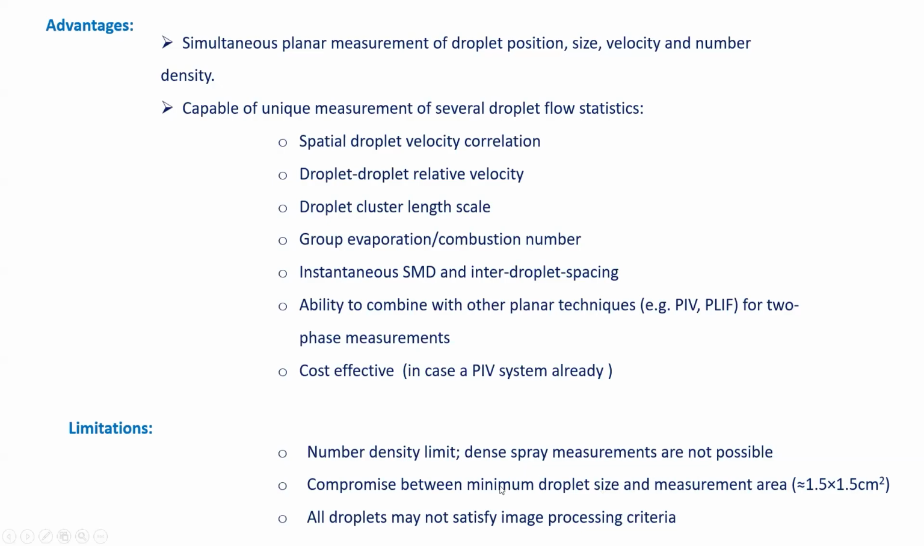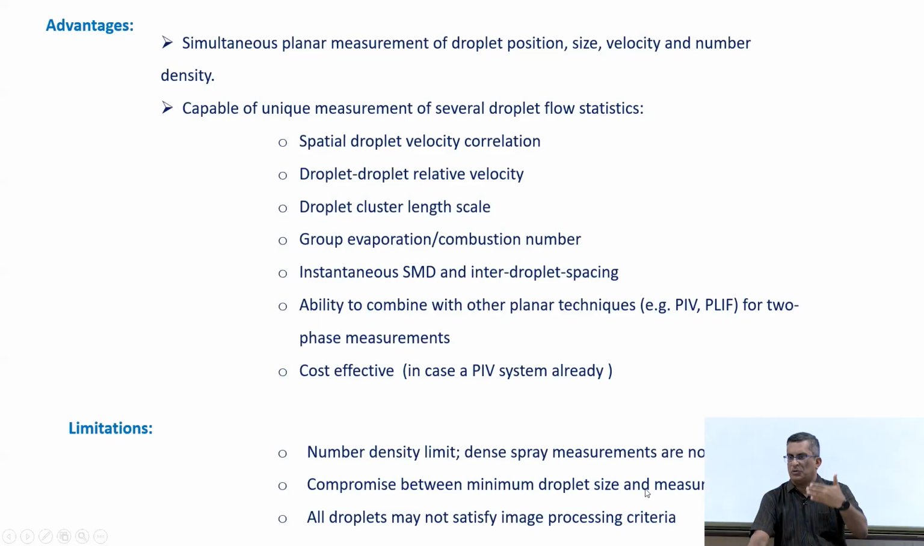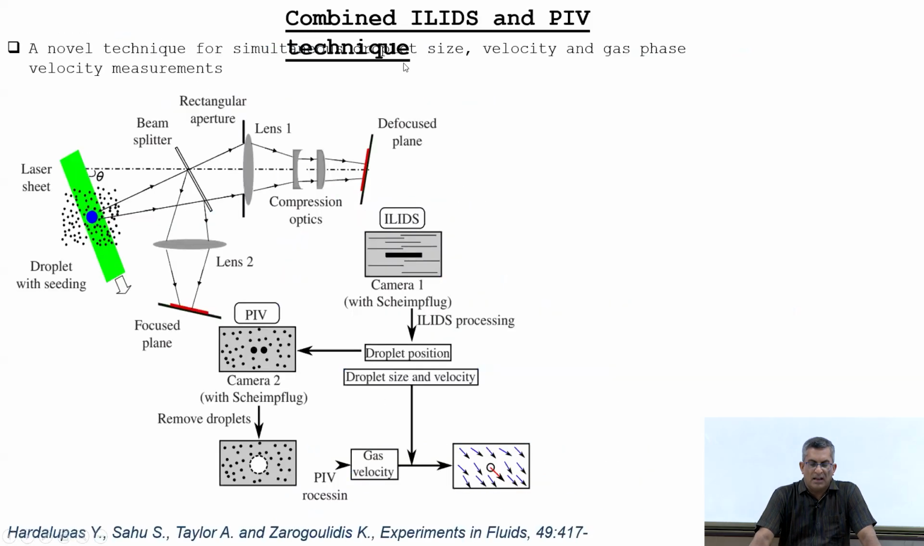Because here we have to compromise between minimum particle size and the measurement area. The closer we go to the viewing area, the better it is in the sense of minimum particle size we can measure. But in that case, our viewing area becomes limited. And as I said, all particles or droplets may not satisfy the image processing criteria, so the validation ratio is low. So now we will see how we can use ILIDS for two-phase measurements.